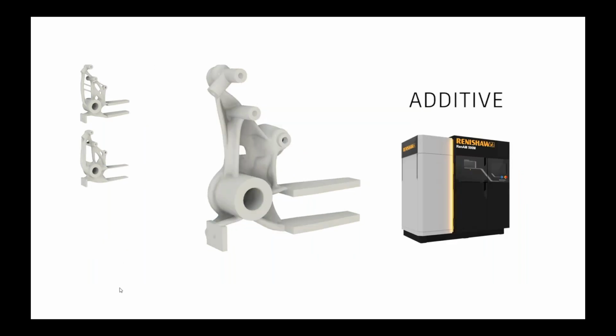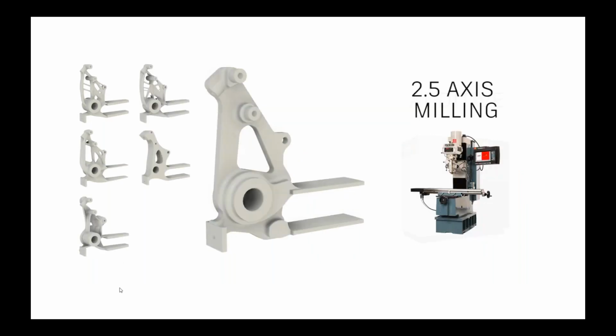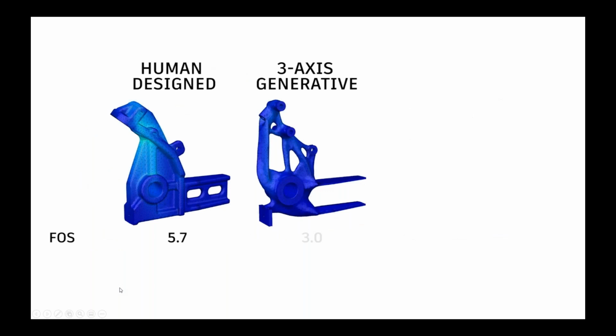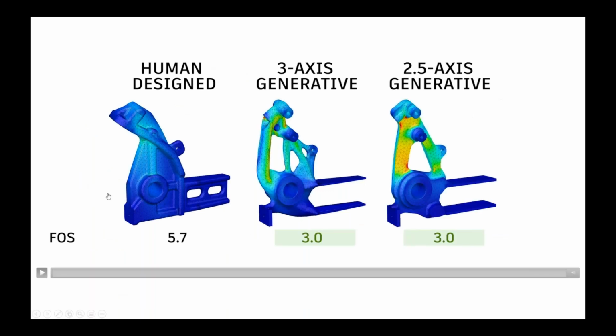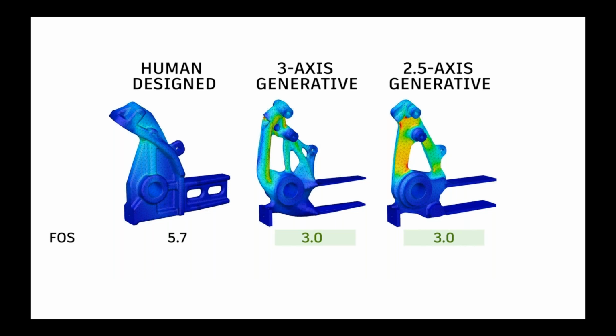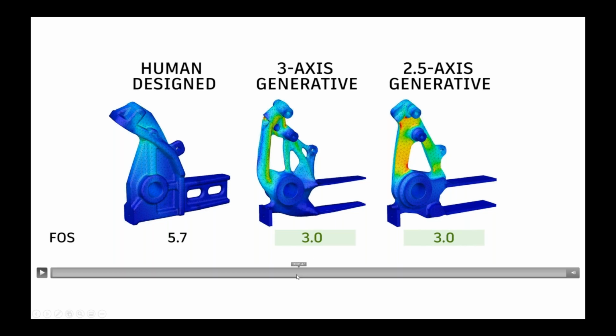But ultimately what they looked at was, well, our human design, while it's one in practice, and one that we know works, had a current factor of safety of 5. So we could look at redesigning it into a maybe more complicated, 3-axis or 2.5-axis result. We can lighten it and still maintain what our threshold was, a factor of safety of 3.